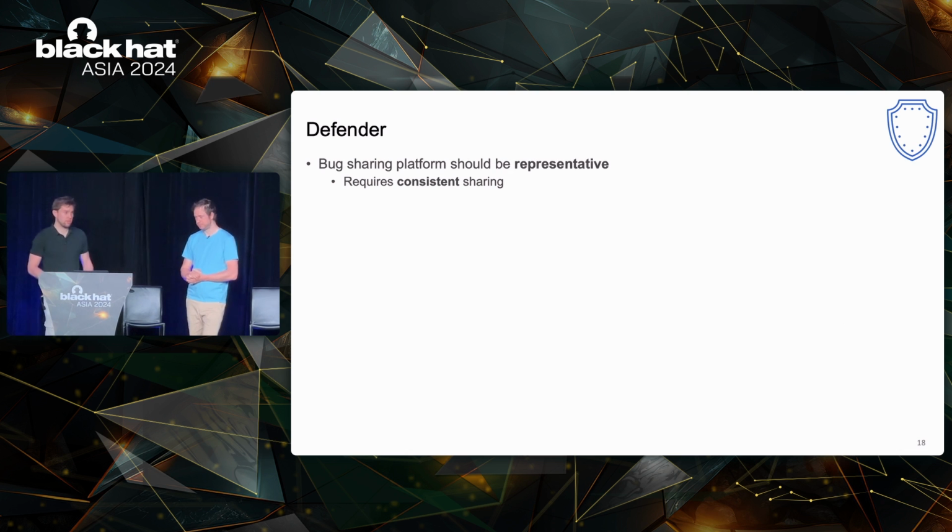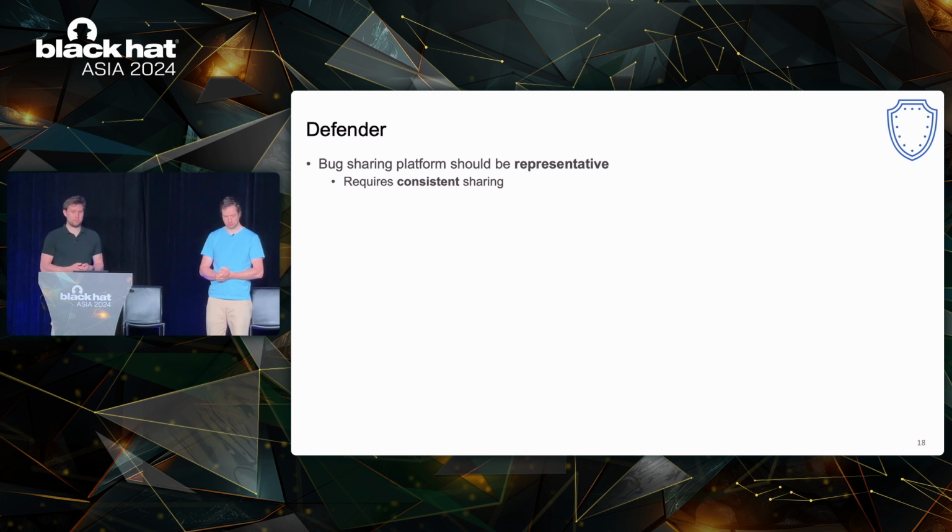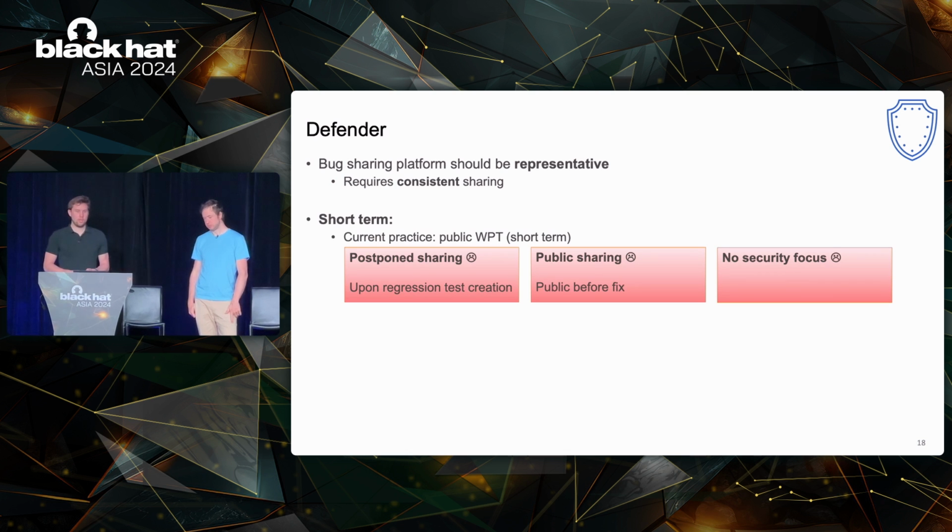As a defender, bug sharing platforms you use should obviously be representative, and this means consistent sharing of bugs with other browser vendors. In the short term, this means maybe changing the sharing practice. We identified a lot of disadvantages with the current practice of using the web platform tests repository. For example, sharing is postponed. It's only done after creation of a regression test. Sharing is public, so when it's pushed to the repository, it's public to the world, and then the other vendors have time to react, essentially. And there's also no security focus.